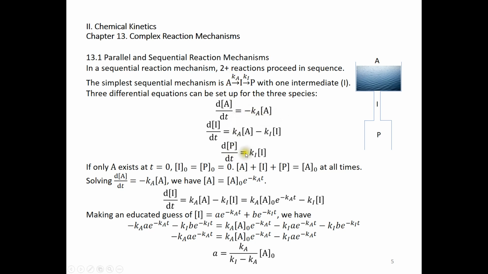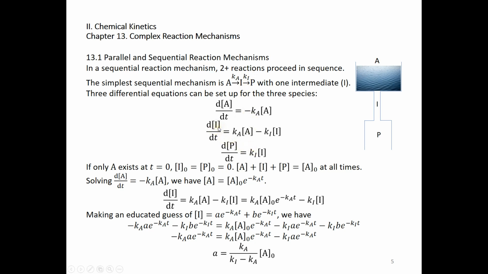Now let's look at dP. dP over dt is kI times I, only because P appears in only the second step, from I to P. P is produced, therefore you have a positive expression over here. And how fast is this? Well, it's just k sub I multiplied by I. So we have these 2 equations.